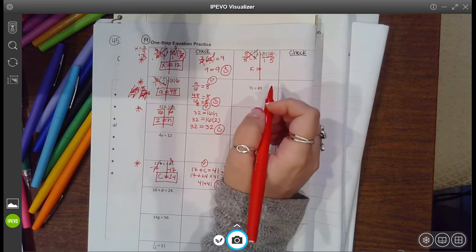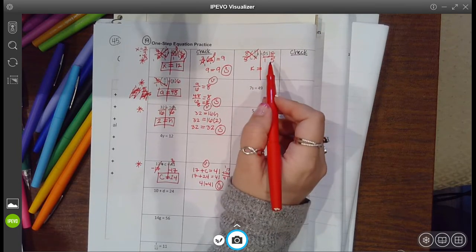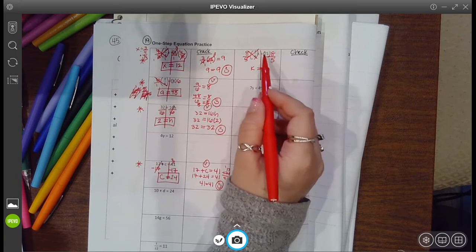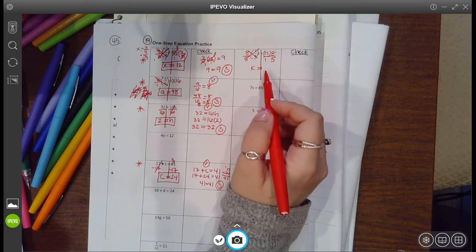Okay, I'm going to stop there and let you do the rest. But remember, this 5 and 25 can cross cancel, they can reduce, and then it'll make that a lot simpler.